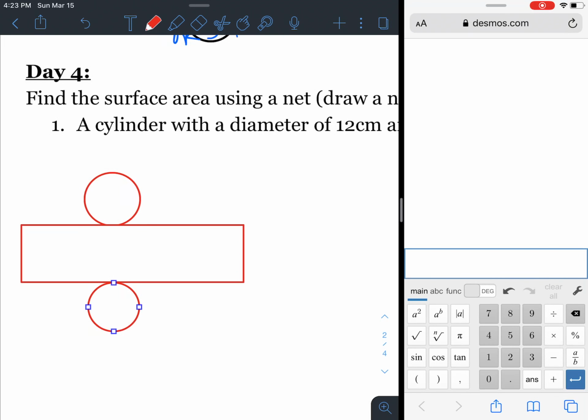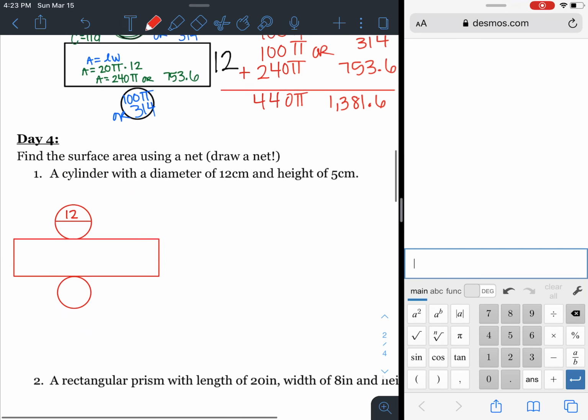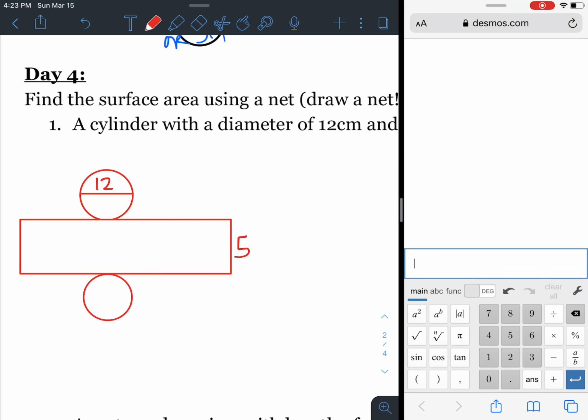And then make sure we include the labels. So the diameter this time, so that means all the way across, is 12. And the height is 5.